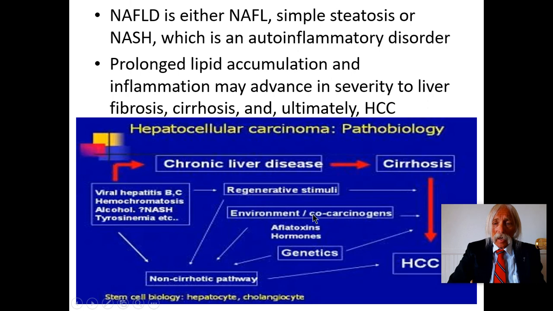You can also get environmental co-carcinogens, which is going to lead to a non-cirrhotic pathway, yet making it to cancer. Remember, cirrhotic is going to be one that's going to deal with tissue degeneration, right? Genetics plays a role both in the progression of cirrhosis to the carcinoma, and also plays a role in the non-cirrhotic pathway. So there are multiple interactions here that occur in the diseased liver.